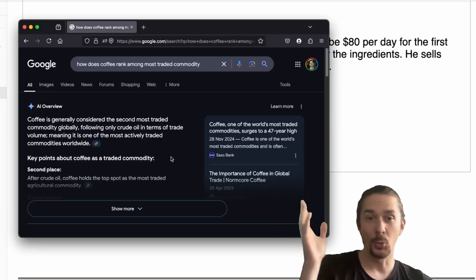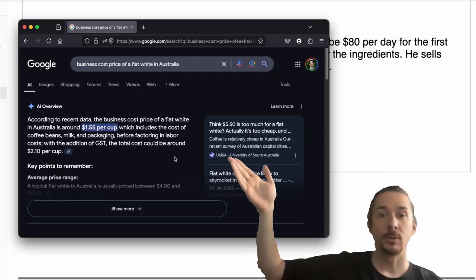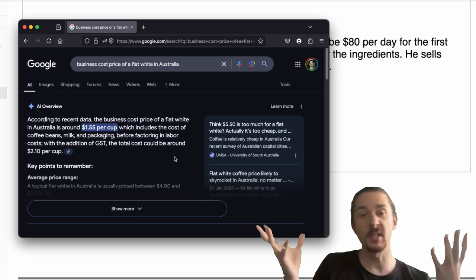Fun fact, after crude oil, coffee is the most traded commodity in the world. And with a quick Google search, it looks like $2 as the cost price for a cup of coffee is probably about right as well. So this is a pretty realistic question.